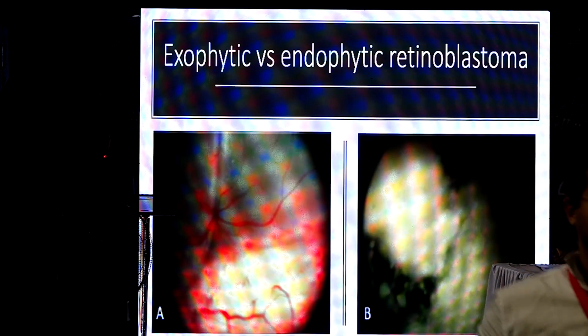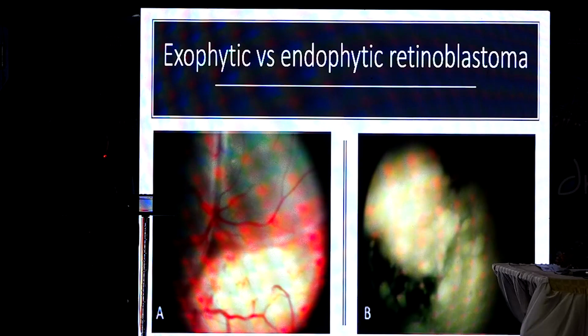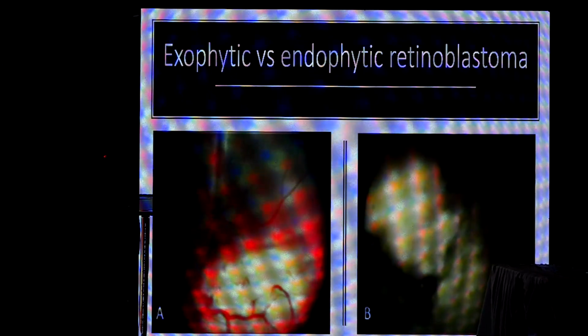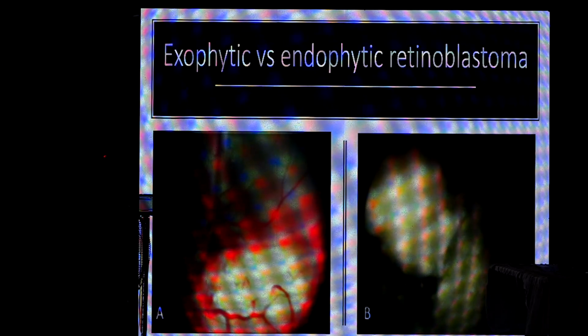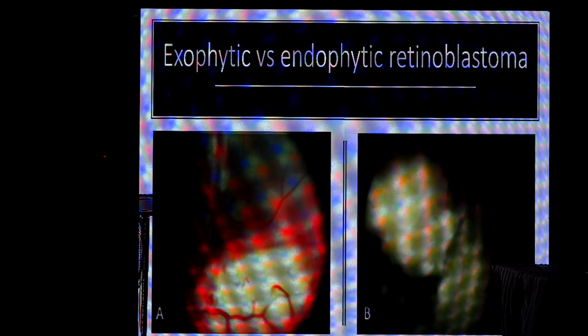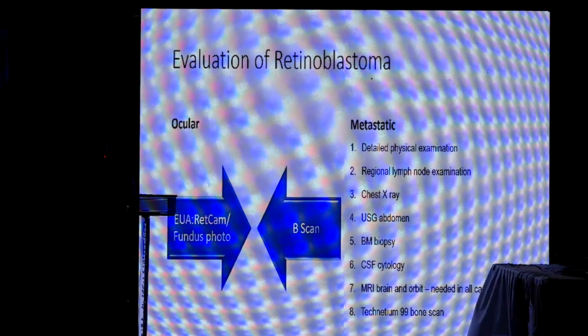Retinoblastoma lesions can present as an exophytic growth or an endophytic lesion. In an exophytic lesion, the mass lesion grows towards the subretinal space, and we can see the retinal blood vessels very clearly. And in an endophytic growth, it grows towards the vitreous cavity with vitreous seeds, and the retinal blood vessels may not be clearly visualized.